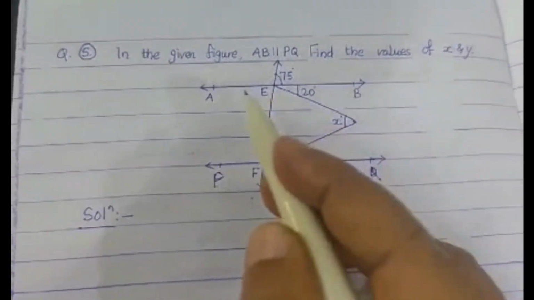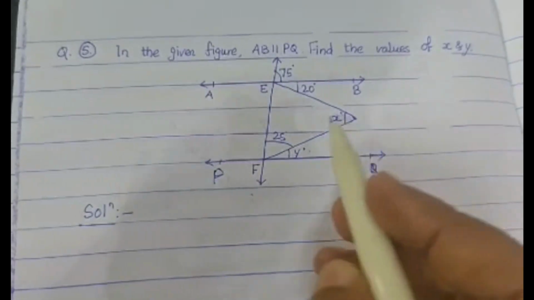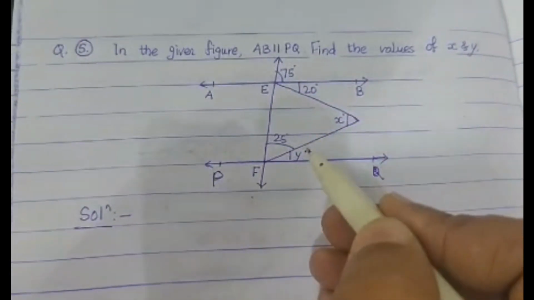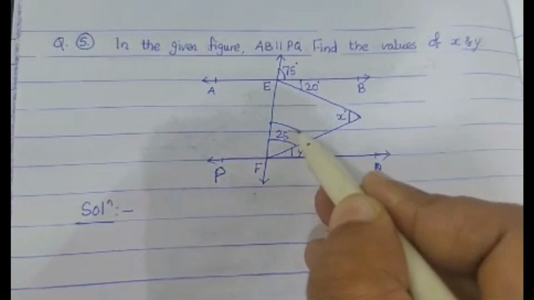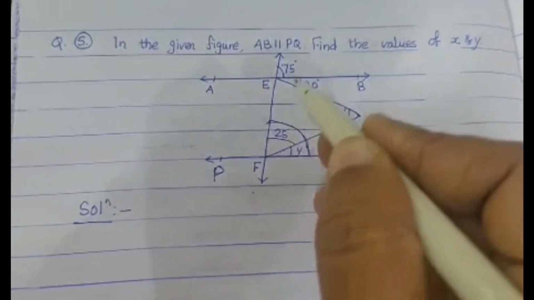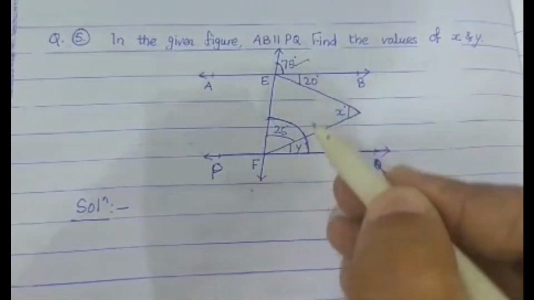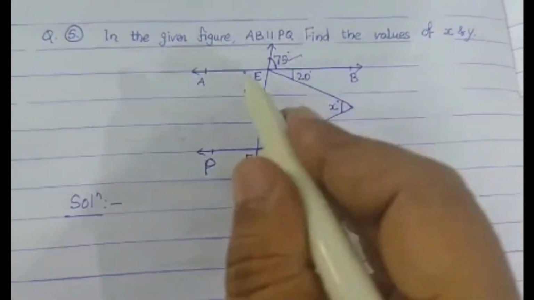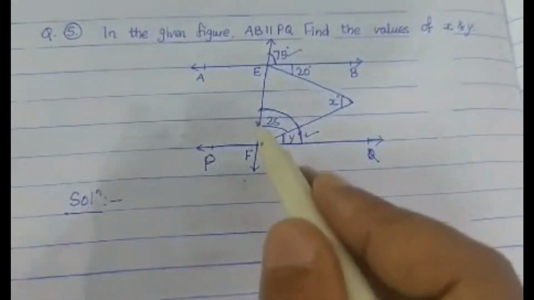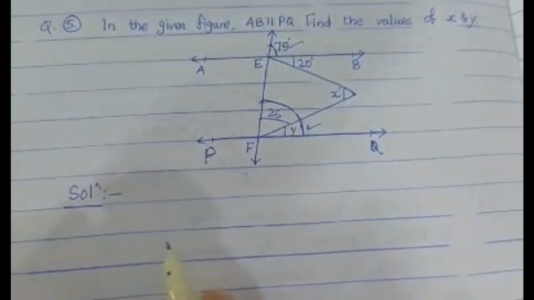First of all, AB is parallel to PQ, then this angle 25 plus y and this angle 75 will be corresponding angles. AB is parallel to PQ and this is a transversal, so this angle and this angle will be corresponding angles.